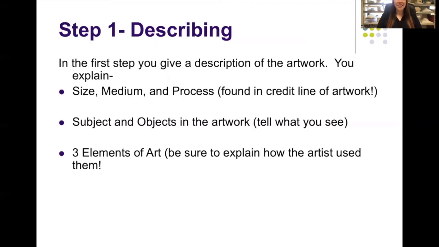The next thing you will describe is the subject or the objects in the artwork. Tell what you can see. Even if all you can see is brushstrokes, you need to tell what you see. Next, you need to describe at least 3 of the elements of art and how the artist used them in the artwork. Think of things like line, shape, color, form, value, texture, and space.